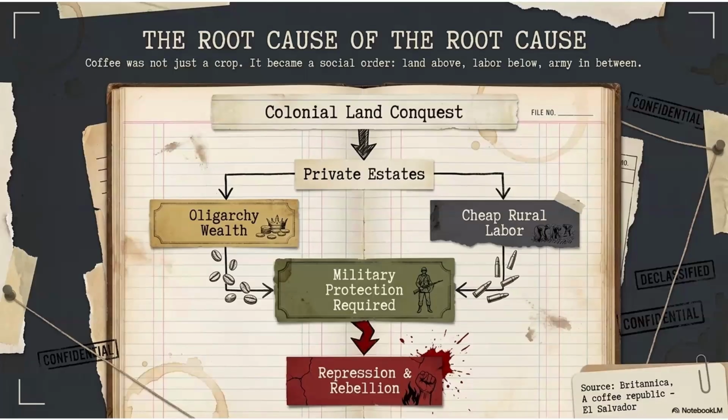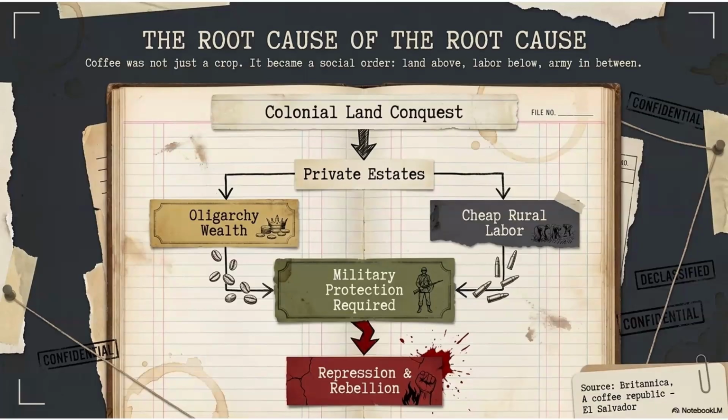To understand why El Salvador reached civil war, we cannot begin in 1980. We have to go much deeper. And the deepest root cause is land. The Spanish conquest in the 16th century violently reorganized indigenous land, labor, and power. After they gained independence in 1821, inequality did not disappear. Local elites inherited the state then.